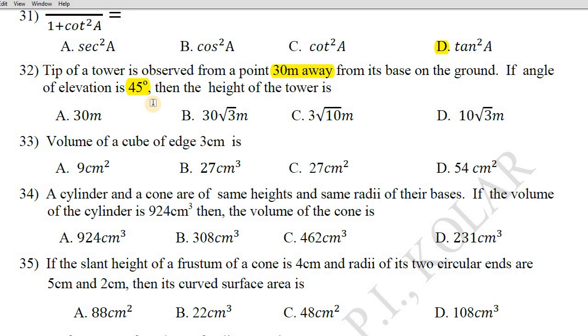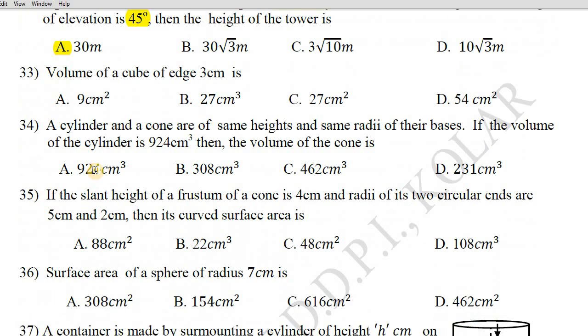So which ratio will we use? The base is given and they are asking for the perpendicular. Perpendicular by base is related to what? Tan. So tan 45 value is how much? That is 1. So 1 equals height divided by 30. Therefore the height we will get is 30. So option A is correct. Next, question number 33.